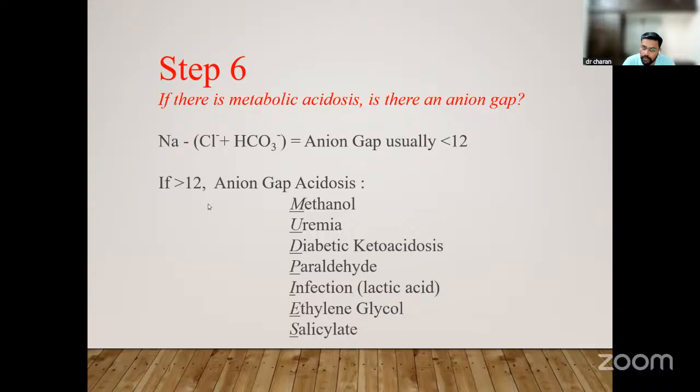As you all know, if the anion gap is high in metabolic acidosis, the common reasons are methanol poisoning, uremia, DKA, paraldehyde poisoning, infections like lactic acidosis, ethylene glycol, and salicylate poisoning. Most common being DKA in the ICU. If you have a metabolic acidosis with a high anion gap, always check for ketones and sugars, and if they are normal, check for the other causes.